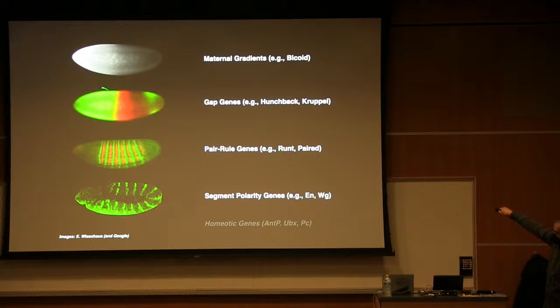So first off, we have gap genes that take this gradient and turn on in distinct blocks of expression across the axis.